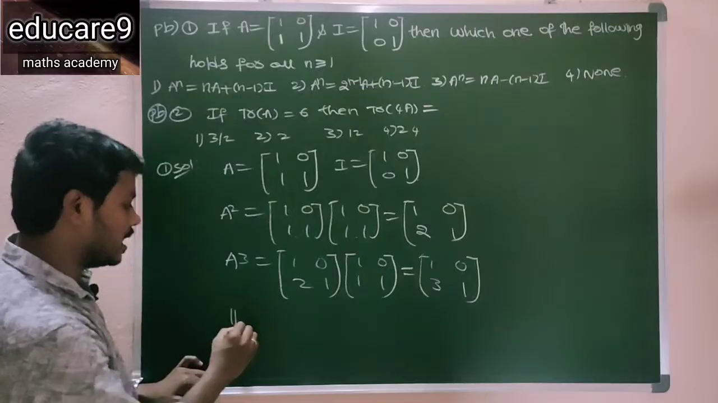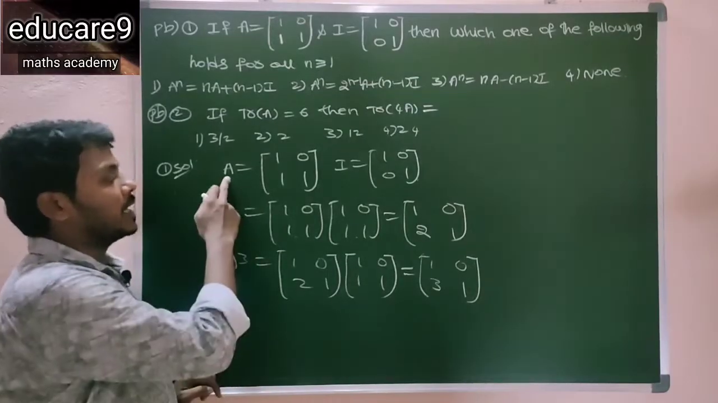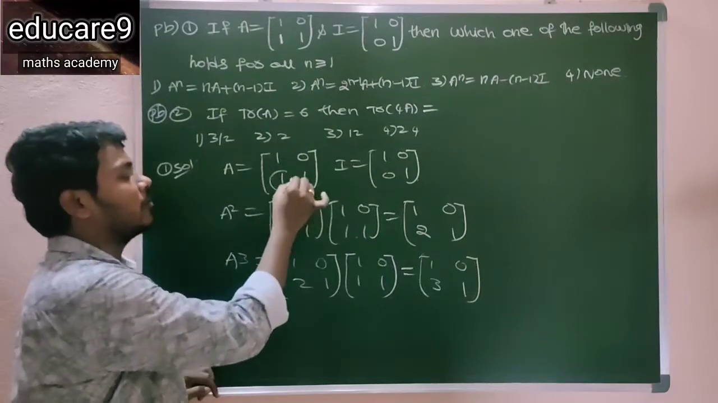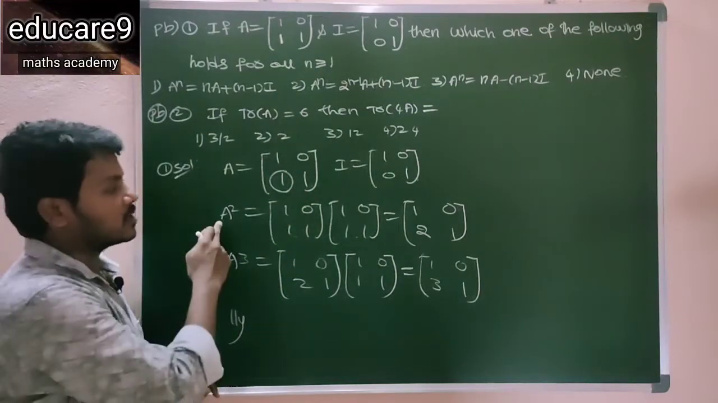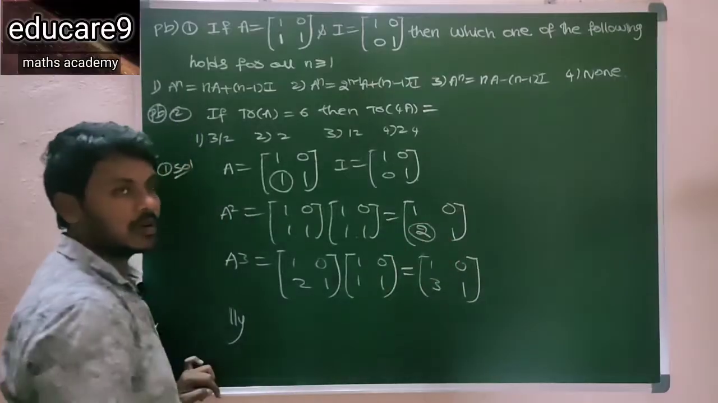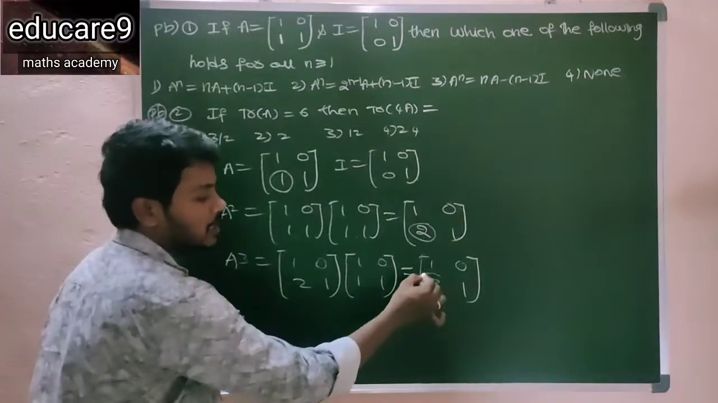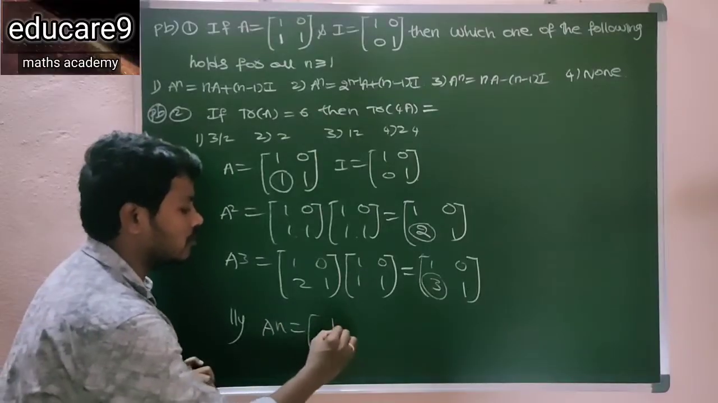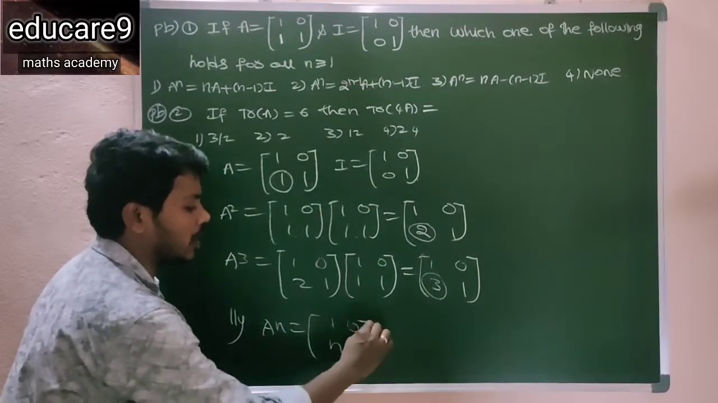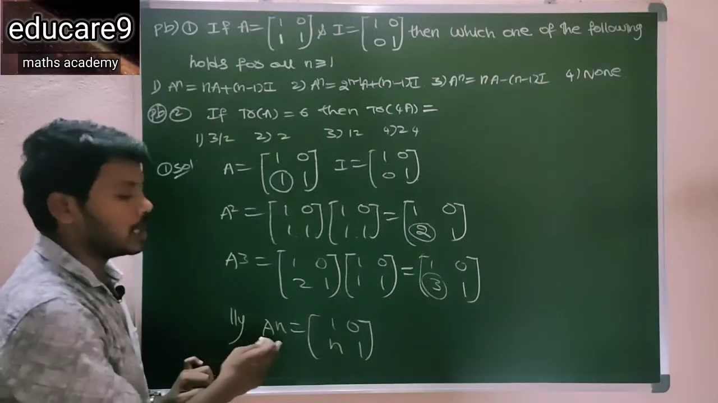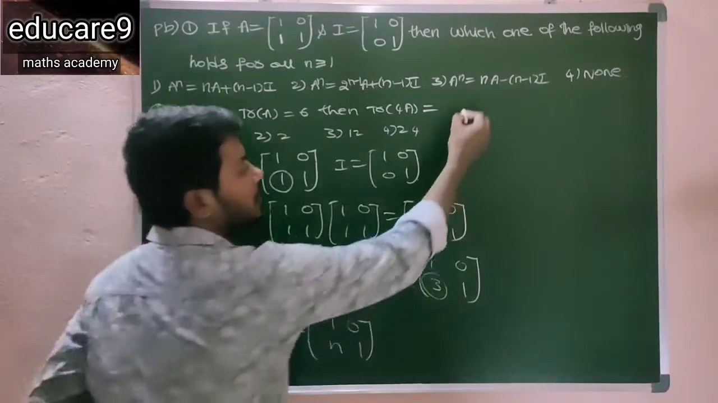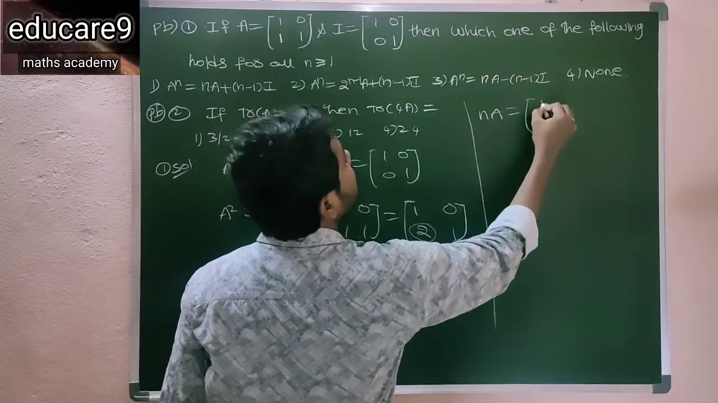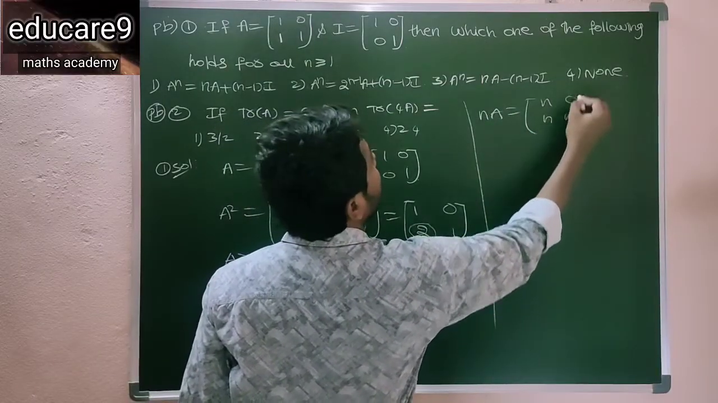So similarly here, what is the A matrix? [1 0; 1 1]. So here the second row first element is 1. In A square the second row first element is 2. In A cube the second row first element is 3. So similarly A power n is what? [1 0; n 1]. This is A power n. Next find nA. So what is that? [n 0; n n].